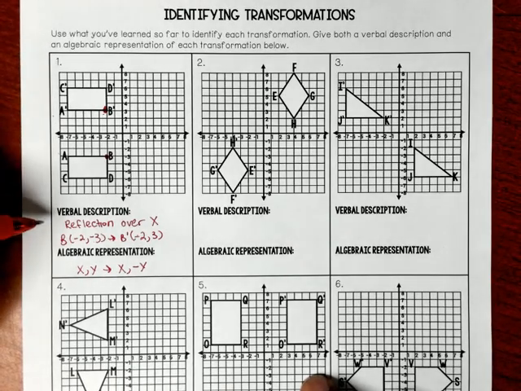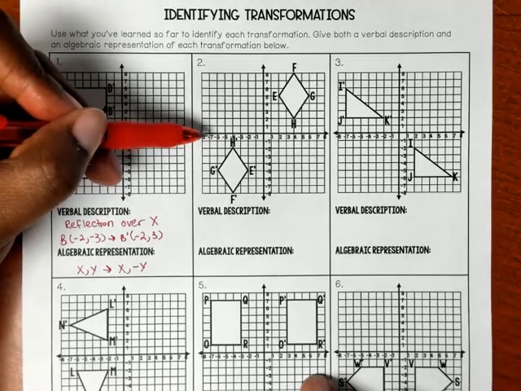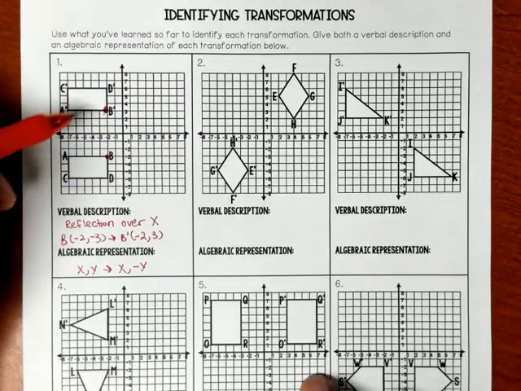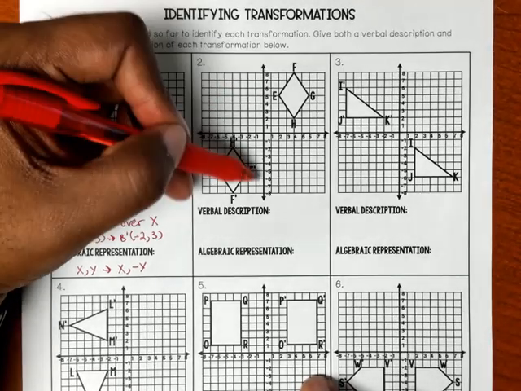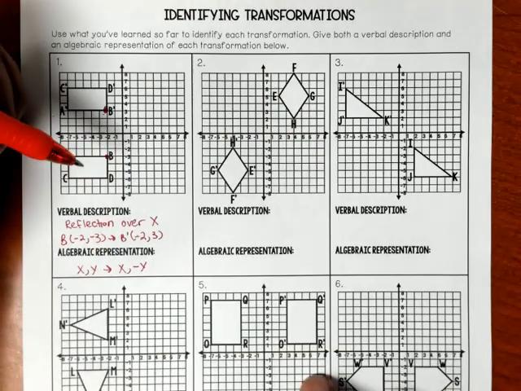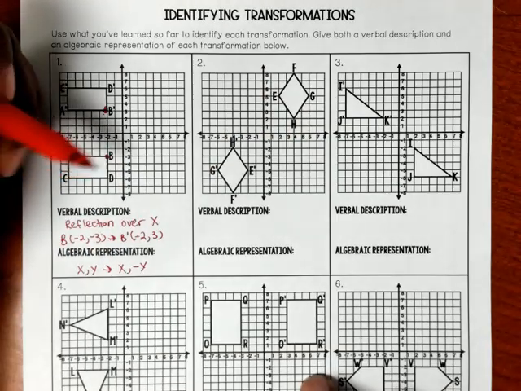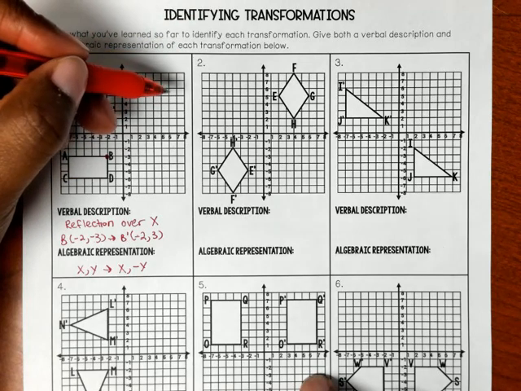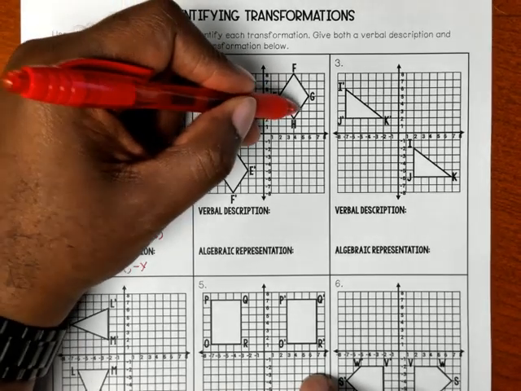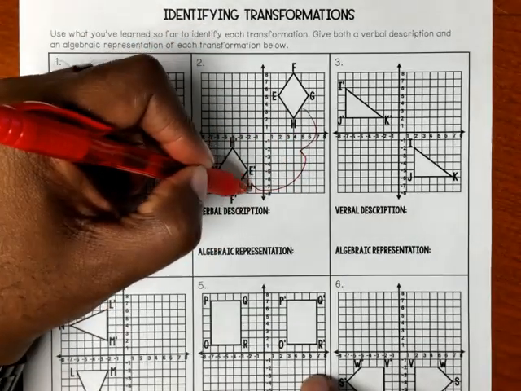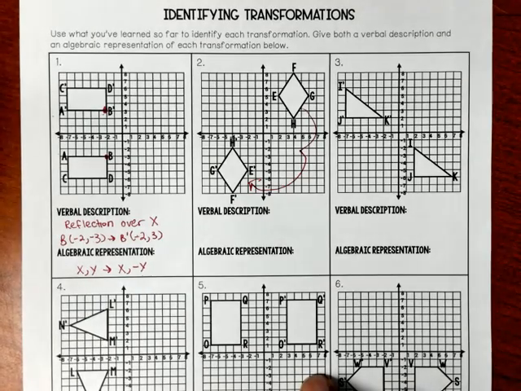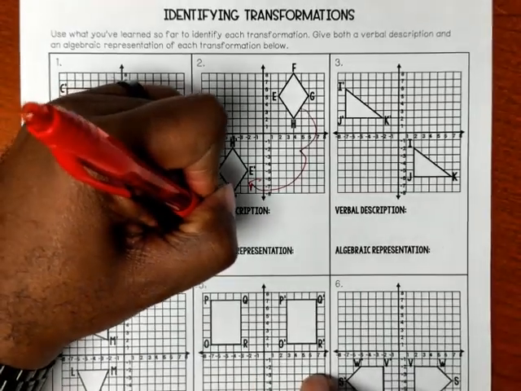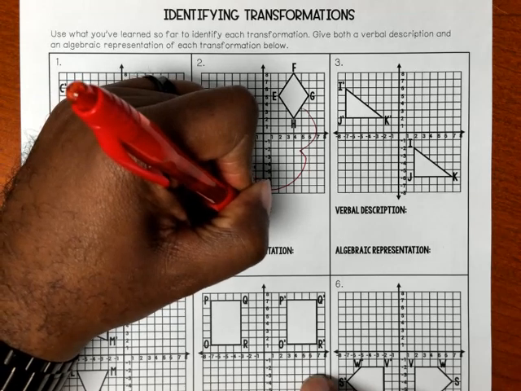So the first one was a reflection over X. Number 2, this looks like a reflection, but remember our reflections are either over Y or X. So if I'm not sure what this is, I'm going to guess that it's a 180-degree rotation, where this went one turn and then two turns like that. That's my guess. So I'm going to guess 180 degrees rotation.